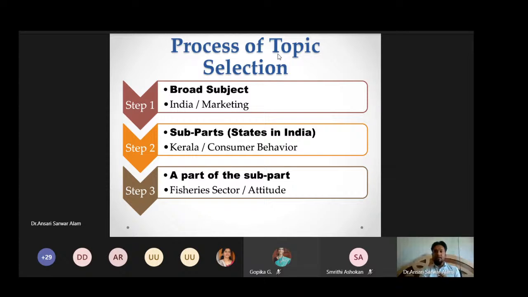Similarly, if you look after the broad subject, which is marketing, the sub-subject of marketing is consumer behavior. Next, you should look after a part of the subject. So Kerala is having different sectors. So you can look after a particular sector whereby you can apply your knowledge. So you can take the fishery sector. Similarly, under marketing, we get consumer behavior. Consumer behavior talks about various things, but we can take a particular element of consumer behavior, that is attitude. I hope you now have an idea how you should look after the topic selection process.